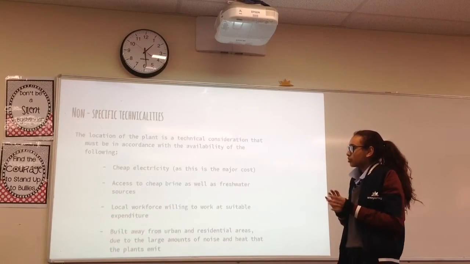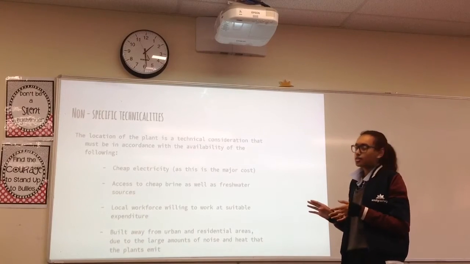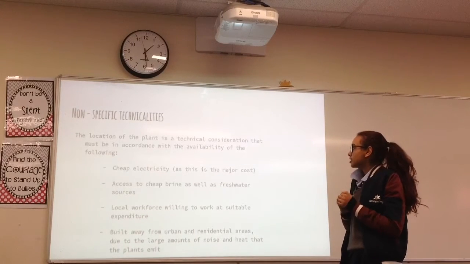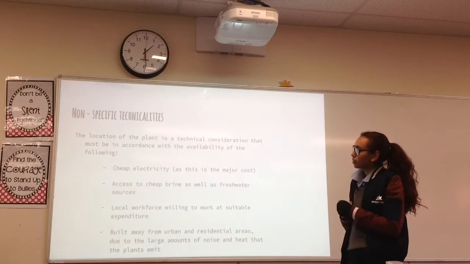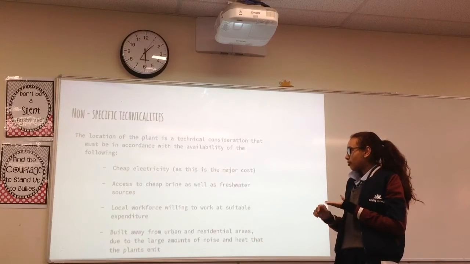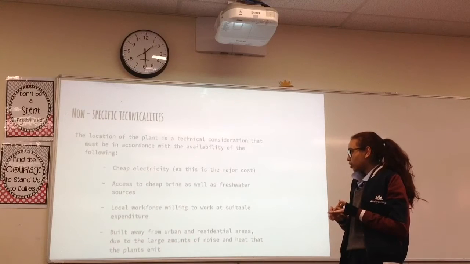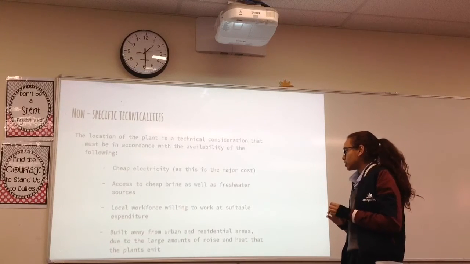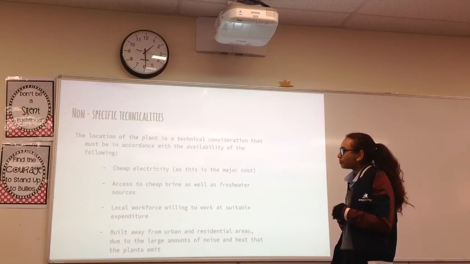Okay, these are just some non-specific technicalities. So the location of a plant where this process has to take place is a technical consideration that must be in accordance with the availability of the following. So cheap electricity, as this is the most major cost, access to cheap brine as well as fresh water sources, a local workforce willing to work at suitable expenditure, and it has to be built away from urban and residential areas due to the large amounts of noise and heat that the plants emit.